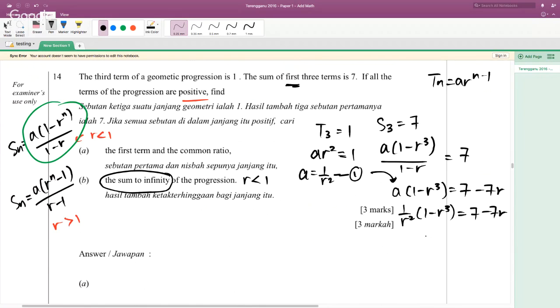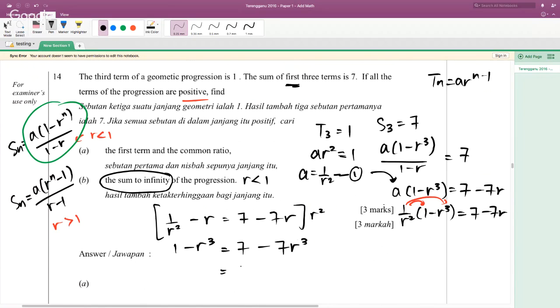Okay, let's see. I just love this question so much. So just multiply the things into both here. So let me bring it here. So I will have 1 over R squared minus R equals 7 minus 7R. So I will just multiply R squared for the whole equation, because I do not want my fraction to have R squared. So 1 minus R cubed equals 7 minus 7R cubed. So I move here, basically I will get 6R cubed equals 6. So R cubed equals 1.